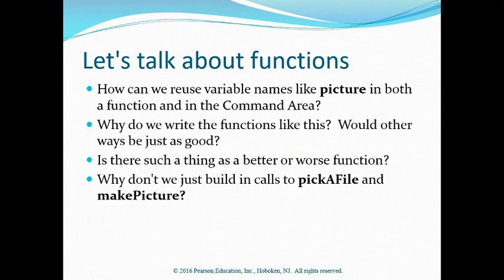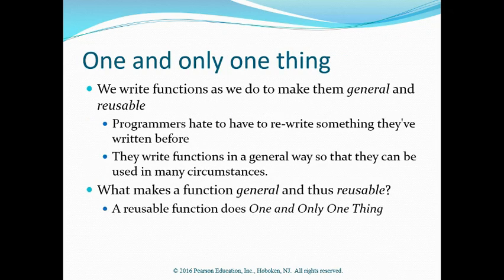So let's talk about functions. How can we use variables like picture in both a function and in a command area? Why do we write the functions like this? What ways would be just as good? Is there such a thing as better or worse functions? Why don't we just build in calls to pick a file and make picture? One and only one thing.